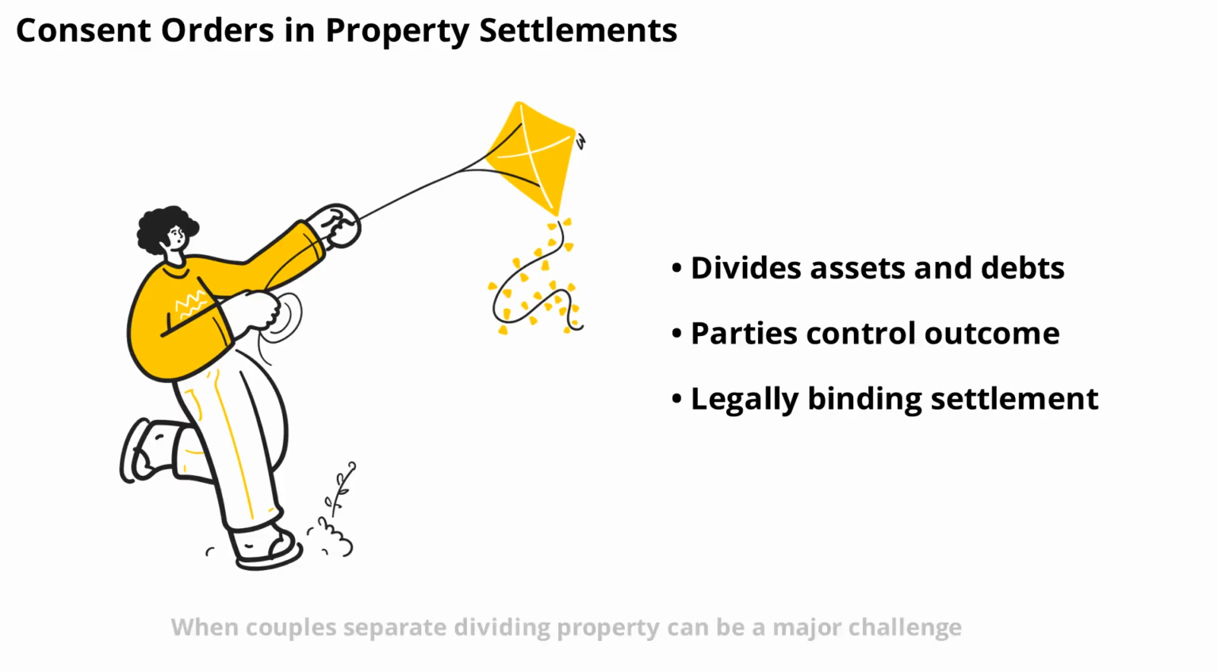When couples separate, dividing property can be a major challenge. Consent orders allow parties to agree on how assets and debts will be split, and the court formalizes the arrangement. This avoids the uncertainty of a judge's decision and gives both sides more control over the outcome. Once approved, the property settlement is legally binding and enforceable.